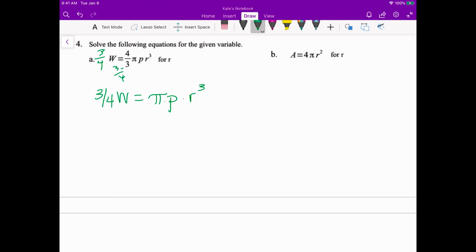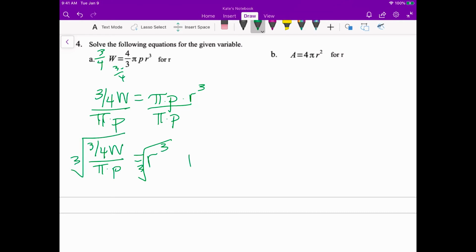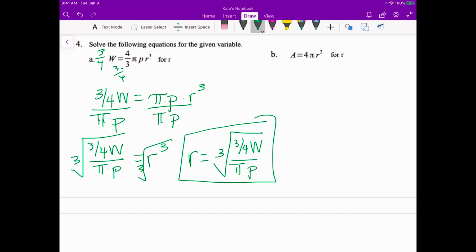Now since I'm trying to solve for r, I'm going to isolate that r to the third by dividing by pi times p on both sides. That will leave me with 3/4 w over pi times p equals r to the third. To get rid of that third power, I take the cubed root on both sides, and then r will equal the cubed root of 3/4 w over pi times p. And then that is our final answer.